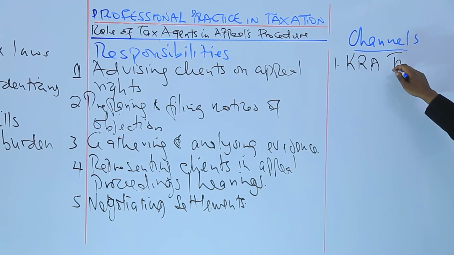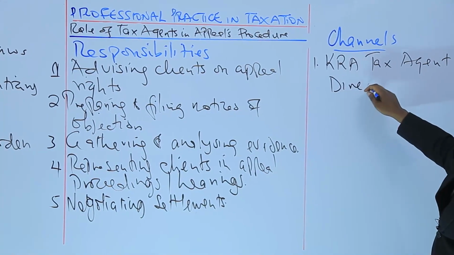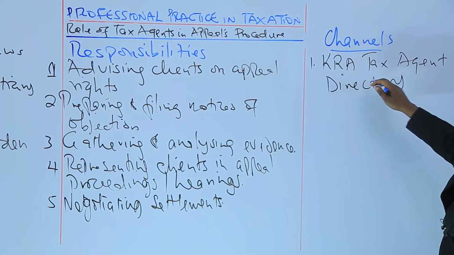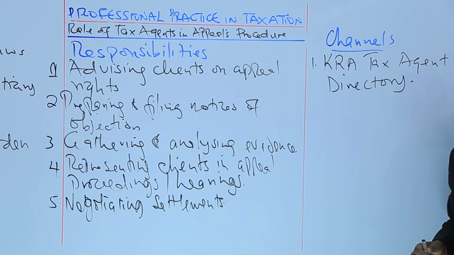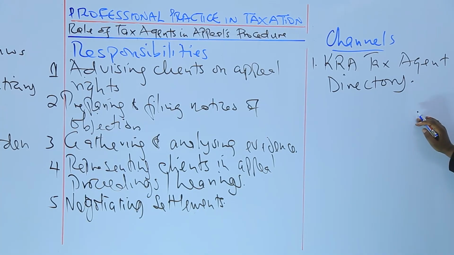KRA Tax Agent Directory. The KRA maintains a directory of licensed tax agents, allowing taxpayers to search for agents by location or area of expertise. Do you understand? Taxpayers seeking representation in appeals can find tax agents by checking the KRA Tax Agent Directory.